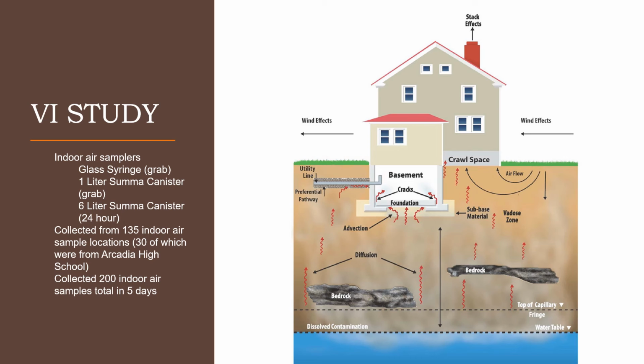As I mentioned, we had a glass sample syringe for our grab, and then we would take Suma canisters to verify the grab samples as well. And we ran 24-hour Suma canisters, and we did some verification with smaller 1 liter Suma canisters. We collected 134 indoor air samples, 30 of which were from the high school, and 200 indoor air samples in a total of 5 days.